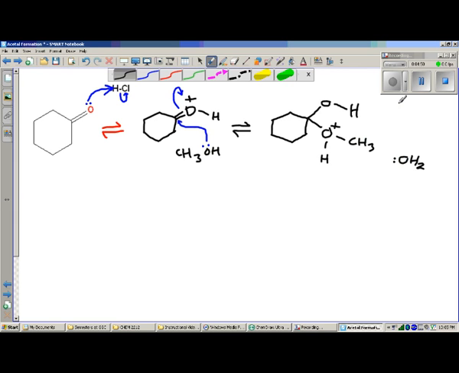And so, what do you think the water might do at this point? I should really put the other lone pair there as well. What do you think the water might do? Well, if you thought the water might attack this hydrogen and remove that plus charge, you would be right. That's exactly what the water does do.